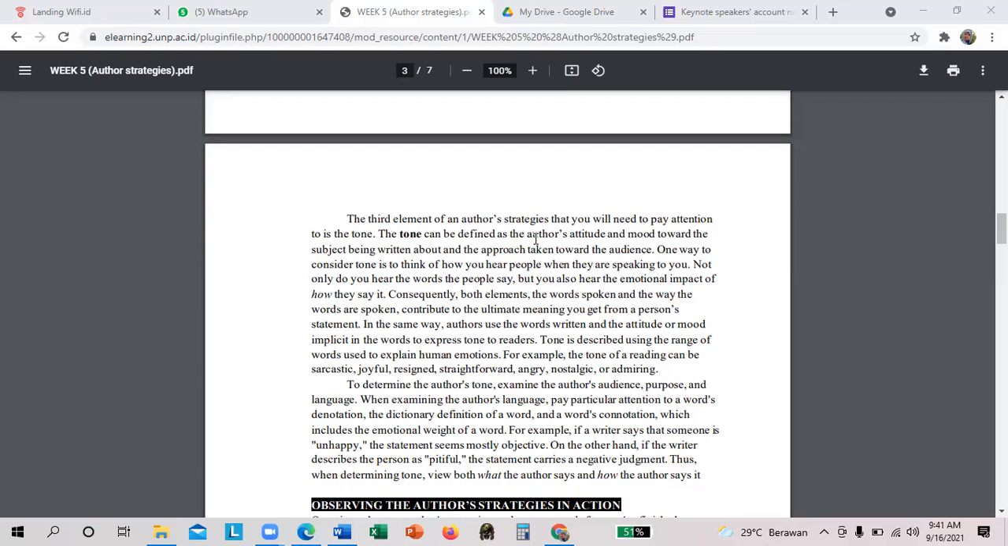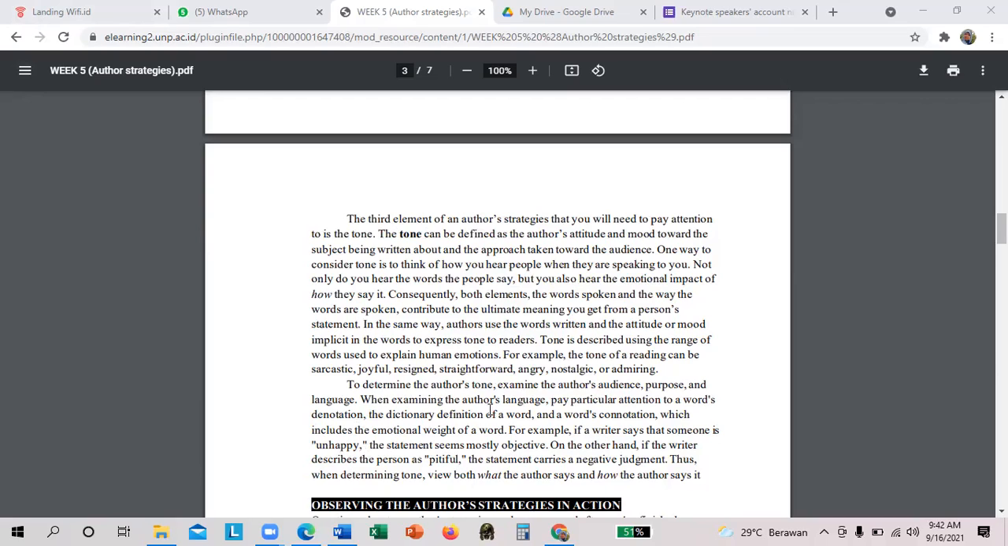So the language choice, the words spoken or the way the words are spoken. So that's how later you will find the tone. This is what the tone is.